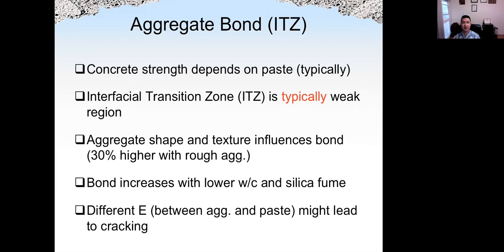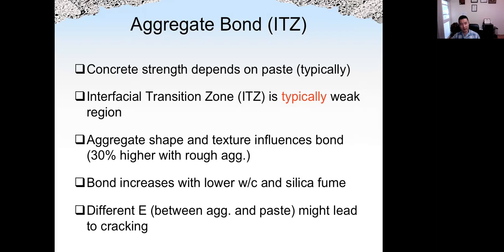Here we talk about the ITZ. I think we mentioned this before. Concrete strength depends on the paste. We have three different zones: the paste, the ITZ, and the aggregate. The strength of concrete depends on the weakest of the three. For normal concrete, the ITZ is typically the weak region.